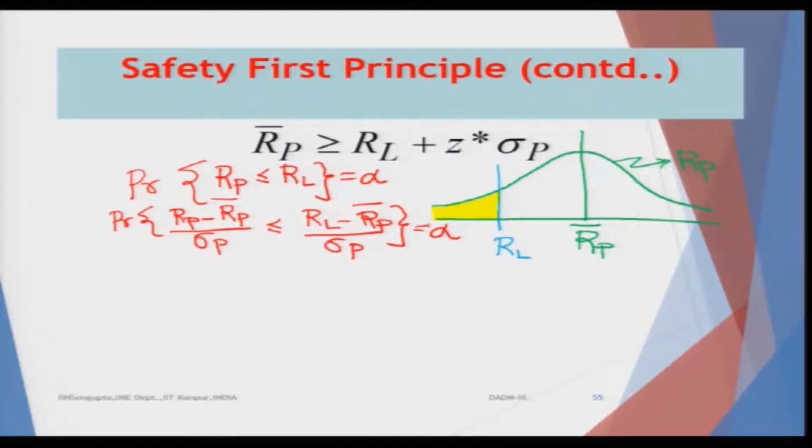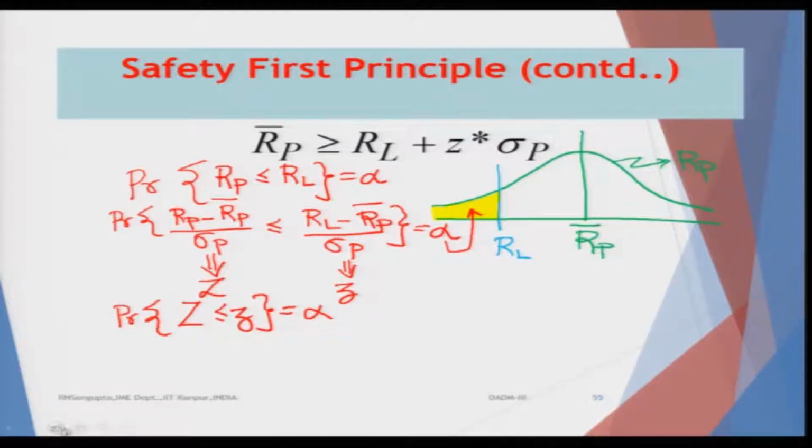So this is the alpha value which I am talking about. Now what does it lead to? This is capital Z, and this is small z. So you have the probability of capital Z less than or equal to small z equal to alpha. So this is the fundamental concept which we are utilizing.